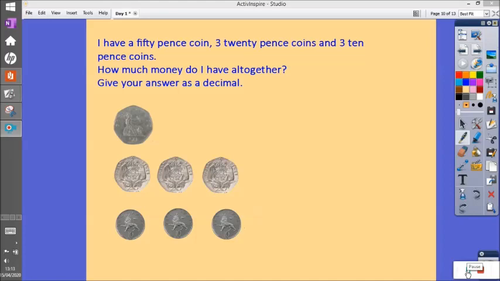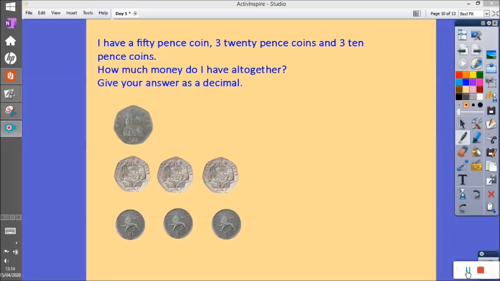Okay, the next thing we're going to go through together is a bit of a word problem. To make it easy this time, I've put the coins I'm talking about on the screen, which is hopefully going to break it down for you a little bit. I have a 50p coin, 3 20p coins and 3 10p coins. How much money do I have altogether? Give your answer as a decimal. I don't want your answer as pence. I want it with a decimal. So remember, pounds dot pence. Pause me while you think about it and then come back when you're ready to go through it.